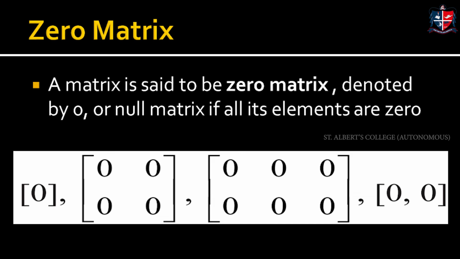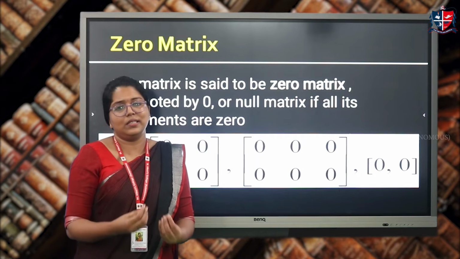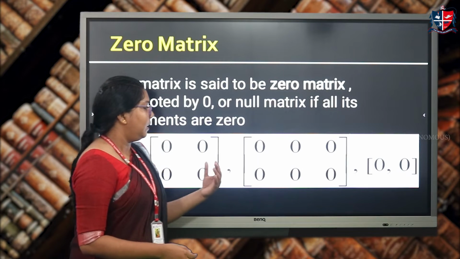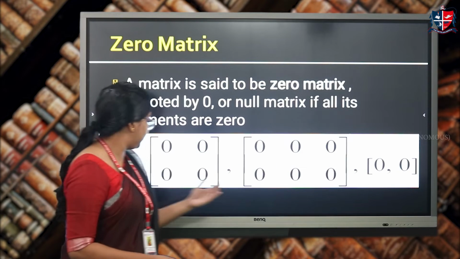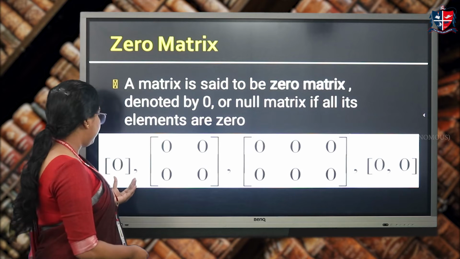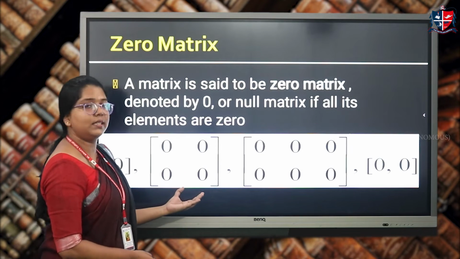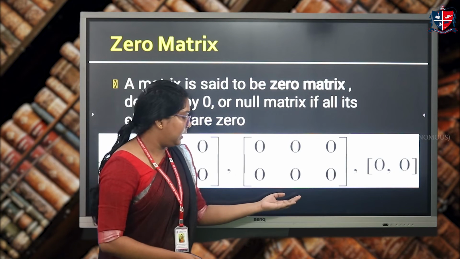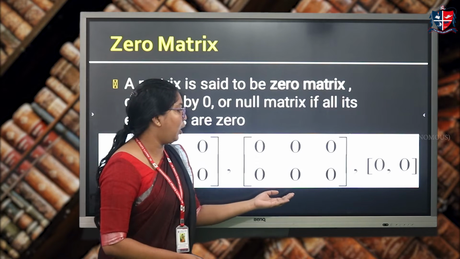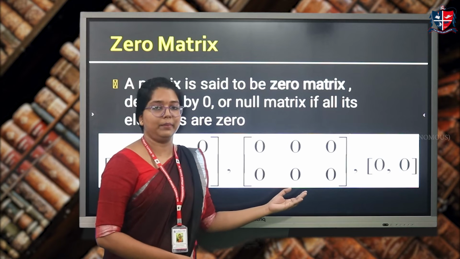Okay. The next type is the zero matrix. As the name suggests, the whole value is just 0. That is, all the entries in the matrix are 0. As you can see, this is a matrix of order 1, a zero matrix. Here is another zero matrix of order 2. And let's look at this one. This is a matrix of 2 rows and 3 columns, that is, a 2 by 3 matrix.